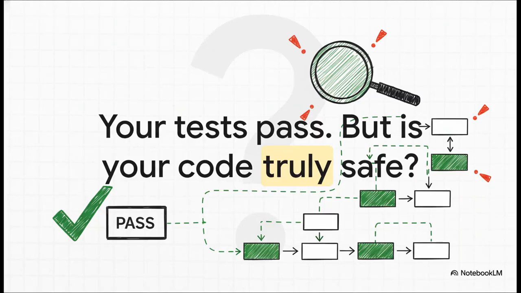I mean, think about it. You run your test suite, and everything comes back green. Pass, pass, pass. And man, that's a great feeling, right? Such a relief. But that simple pass signal doesn't tell the whole story. It doesn't tell you what parts of your code were actually run, and maybe more importantly, which parts were missed entirely, leaving bugs hiding in the shadows.